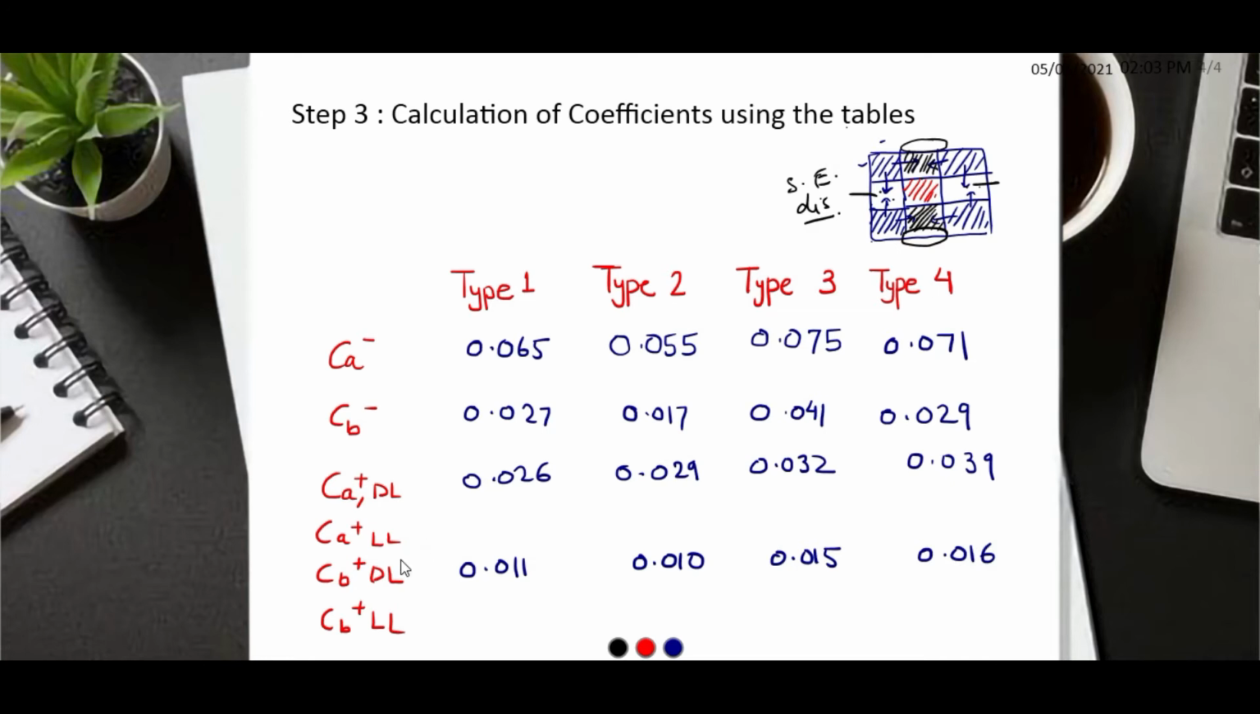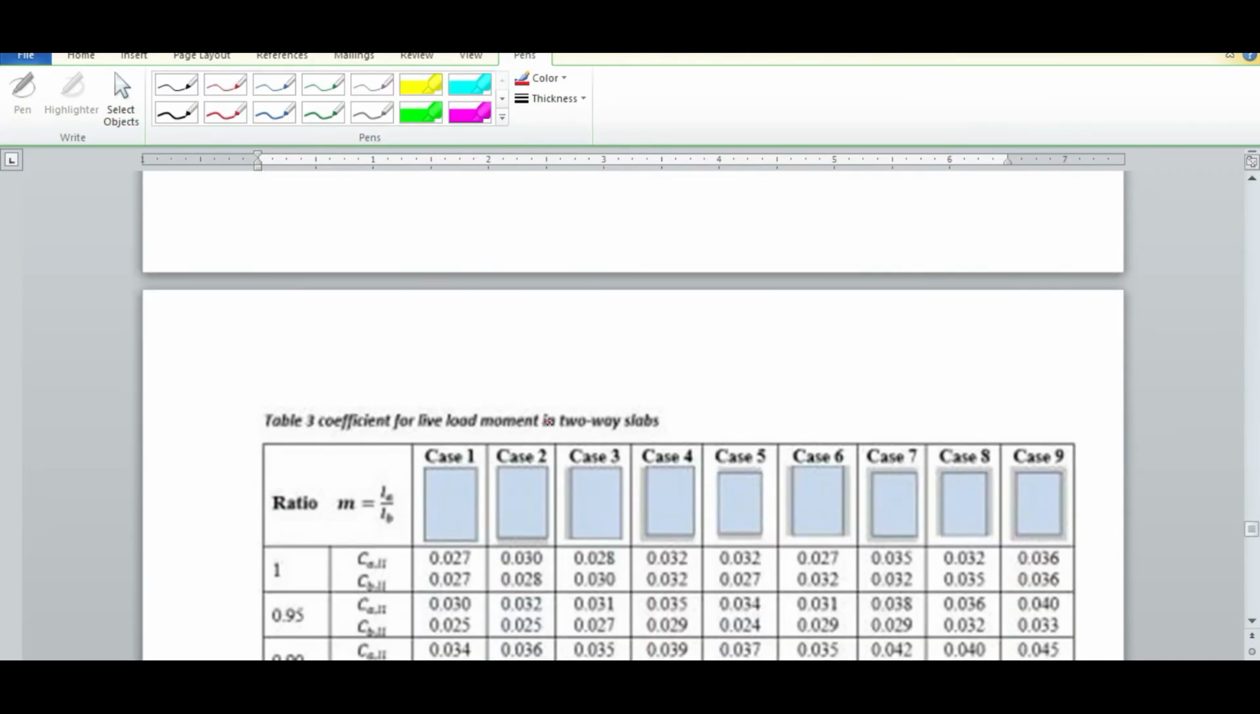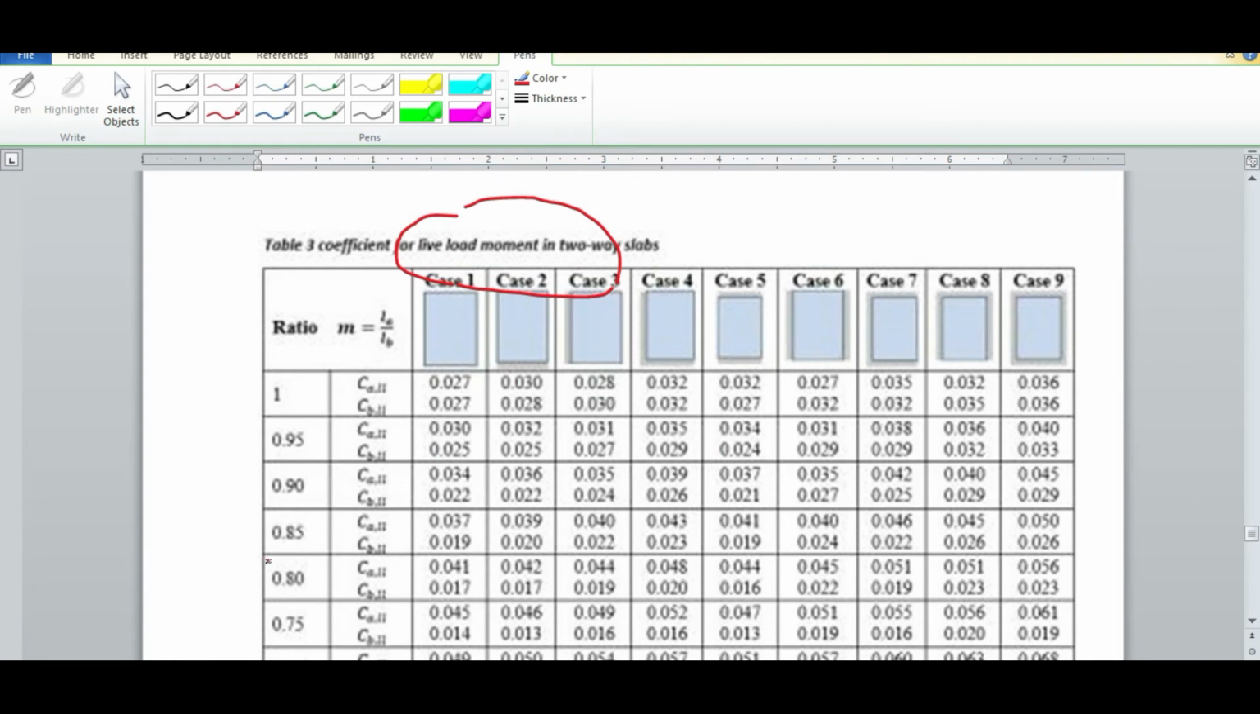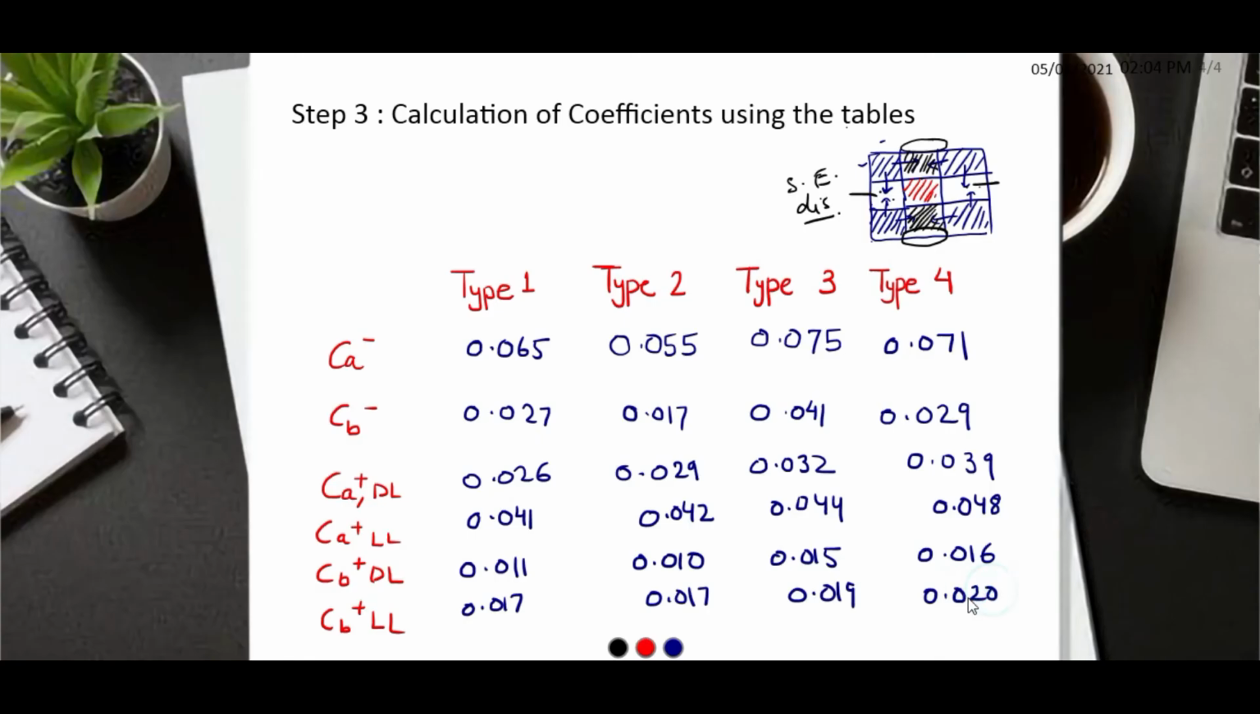Similarly, let us find the coefficient values for live load using this table. This is for live load. So again, for 0.8, we need to use case 1 to case 4 values. Let us write it down. Now one important fact is we need to consider those coefficient values which are the highest among all types of support conditions of the slab.